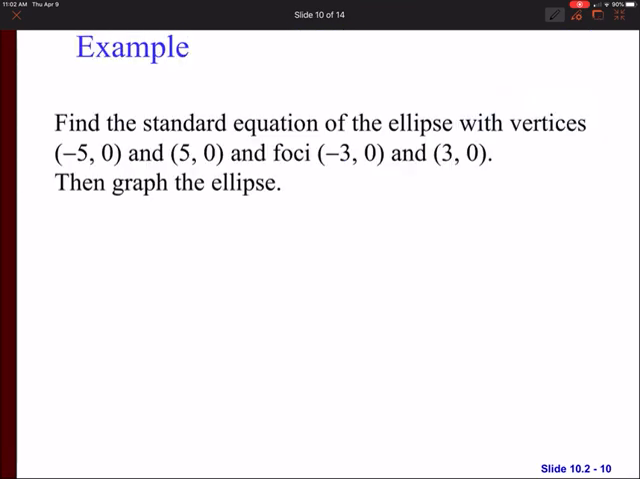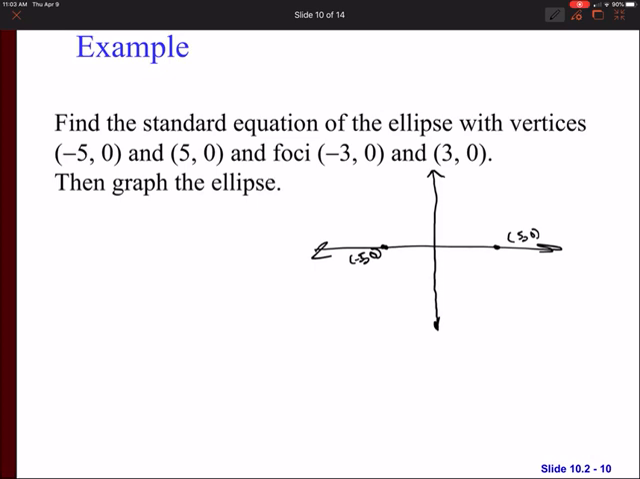All right, it says find the standard form equation of the ellipse with vertices at -5, 0 and 5, 0, and foci at -3, 0 and 3, 0, and then graph it. So what I'm going to do, I'm going to go ahead and graph it. They've given us information, so let's look at a sketch of this graph. Let's build in our x and y axis. We've got vertices at 5, 0, so right 5 units from the origin would be a vertex. And we've got another one over here at -5, 0. There's the other vertex. Now remember, the vertices are the ends of your ellipse.